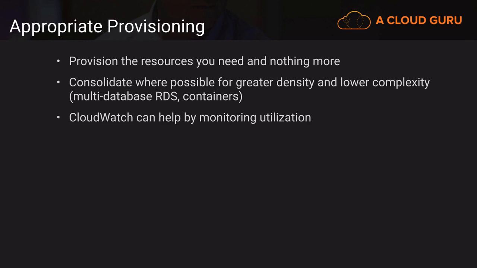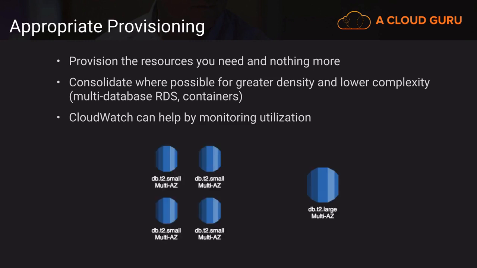CloudWatch can help me by monitoring the utilization of my resources. And if I realize that some of my instances aren't being very highly utilized, maybe I can scale them back. Okay, so in this case, we have 4 db.t2.small multi-AZ databases, and that's going to cost us $287.80. Well, we can consolidate those into one database, and we can save some money that way. It's not a whole lot, but every little bit helps, especially when you're dealing with much larger scale than this.